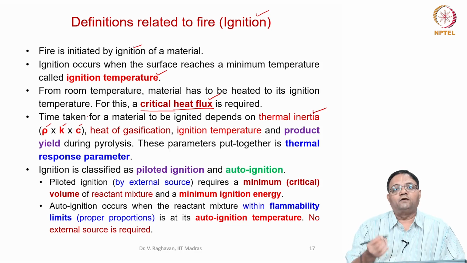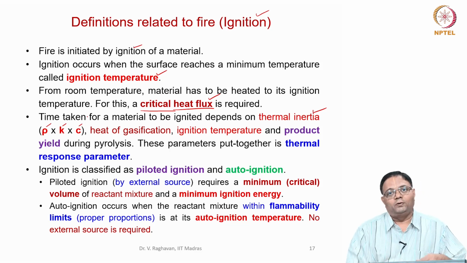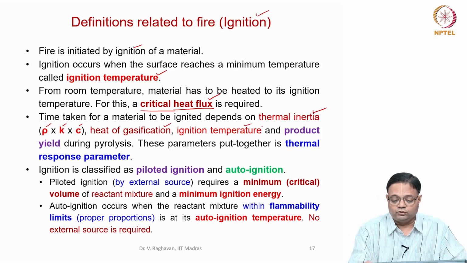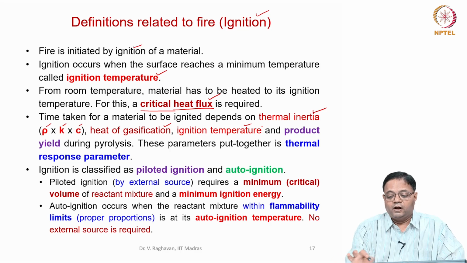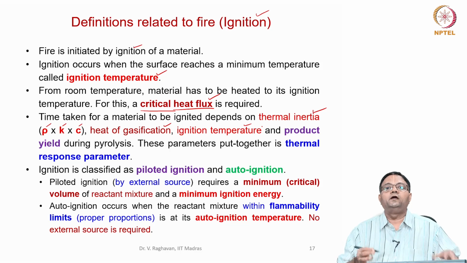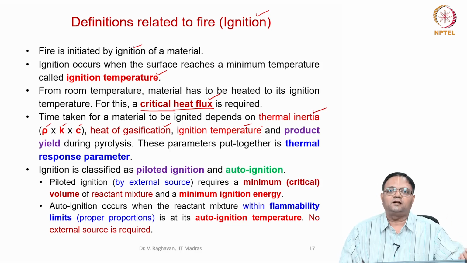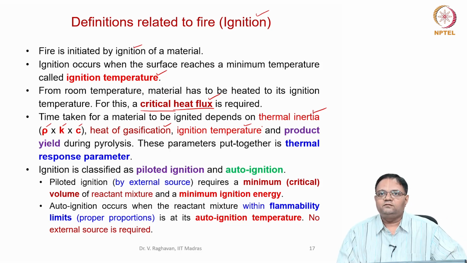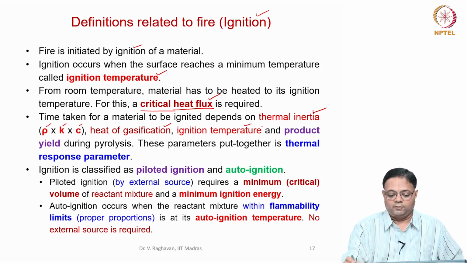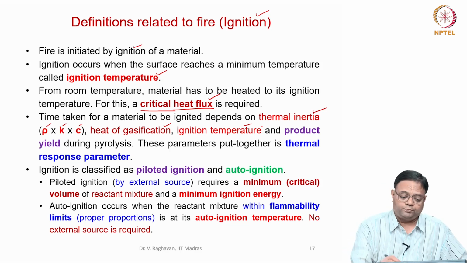Then heat of gasification or heat of pyrolysis. So how much heat we have to supply to cause the volatiles to release? Then the ignition temperature. So this will dictate the time taken for the material to be ignited. Okay, so that means a component like plastic can be ignited faster than wood. How is it? Because of the properties associated with the plastic and the wood. Thermal inertia, heat of gasification, ignition temperature, and of course the product yield.